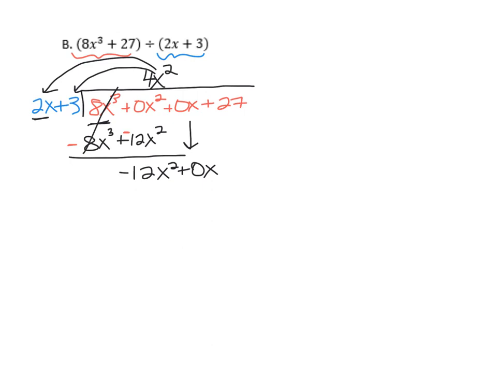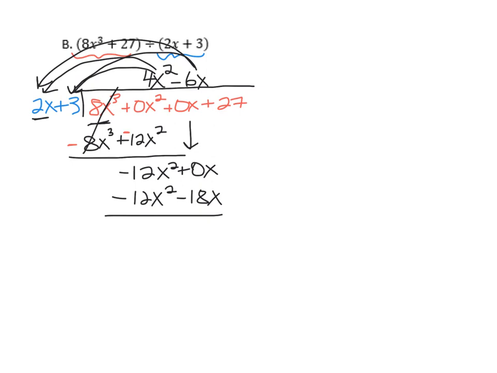What could I multiply 2x by to equal negative 12x squared? I'd have to multiply it by negative 6 and x. If I distribute that all the way to that first term, there's our negative 12x squared. And if I distribute negative 6x to positive 3, that gives me negative 18x. As I subtract this time, now my signs both change to positive. It's just always the opposite of what it was originally when you subtract that row.